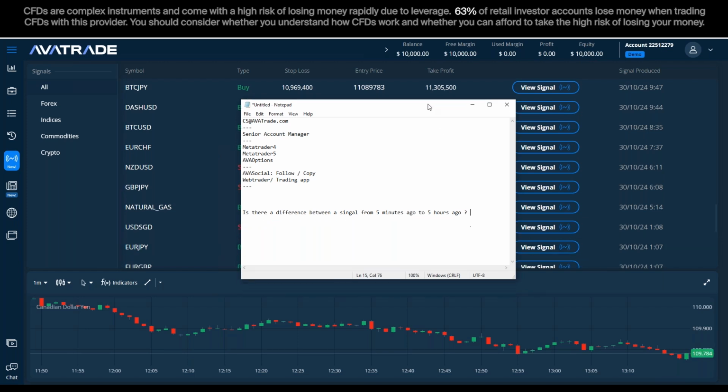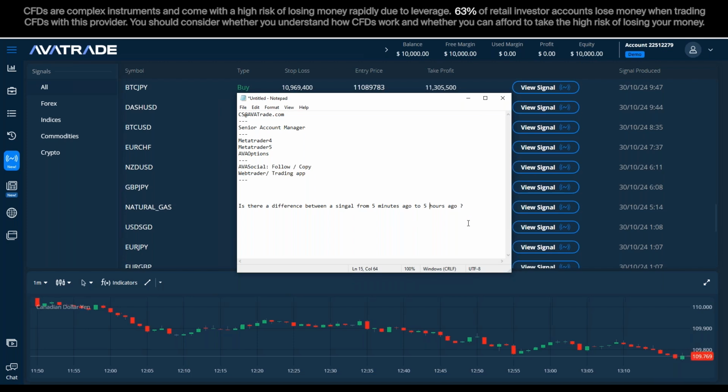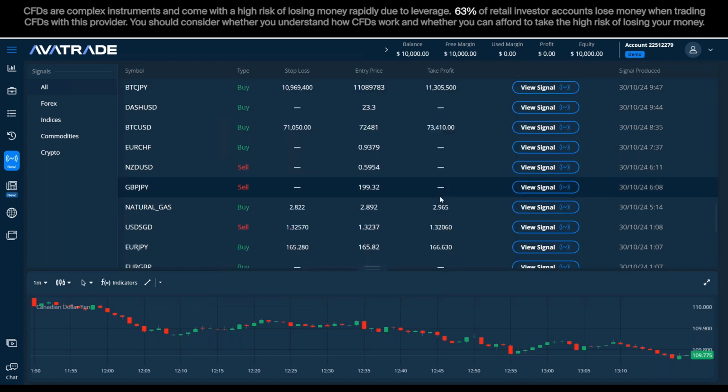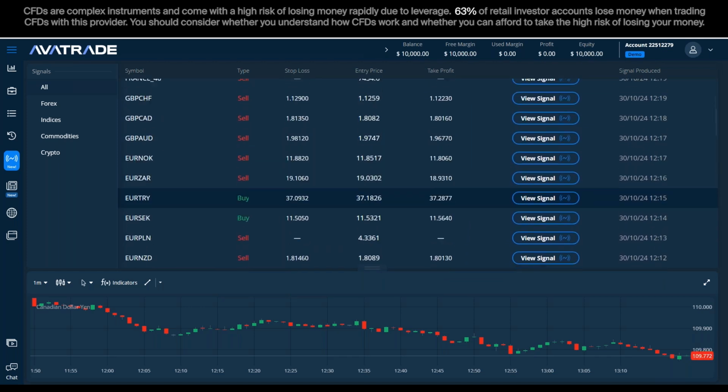Okay, so what do you think, guys? Is there a difference if I'm going to take a signal from 5 minutes ago or from 5 hours ago? Is there a difference, or are they going to be efficient in the same way? So because the signals here are made, obviously the answer is no. And I'm going to show you here an example that some signals have already fulfilled the analysis that they were based on.